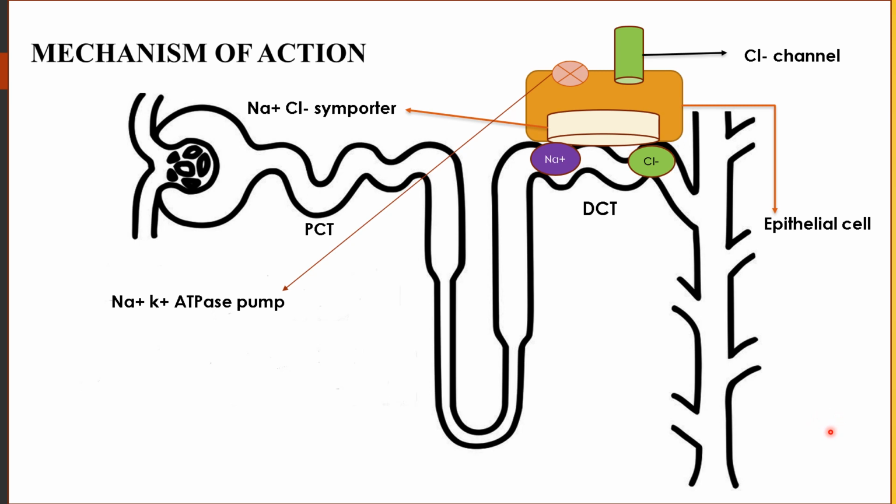Mechanism of action of thiazide diuretics. As we discussed, the DCT is the most common site. This yellow colored one is the epithelial cell consisting of the Na+Cl- importer on the luminal side and the Na+K+ ATPase pump and chloride channel on the basolateral side. The Na+ and Cl- present in the luminal fluid move from the lumen into the cell through this Na+Cl- importer, and from there the Na+K+ ATPase pump moves the sodium from the cell into the interstitium, where it is reabsorbed into the blood.